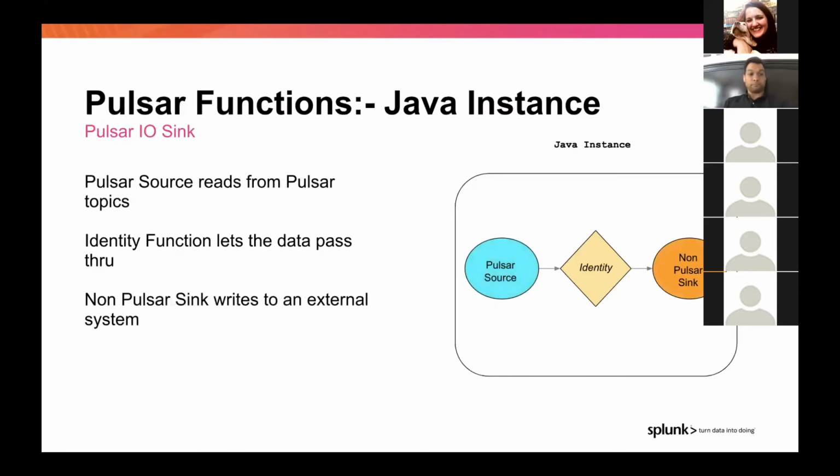And naturally, a Pulsar IO sink is nothing but you're actually reading from a Pulsar topic, passing through the identity, and writing to a third-party system. So this is how Pulsar IO naturally fits into the architecture of the Java instance. And that's the reason why Pulsar IO is built on top of Pulsar functions.